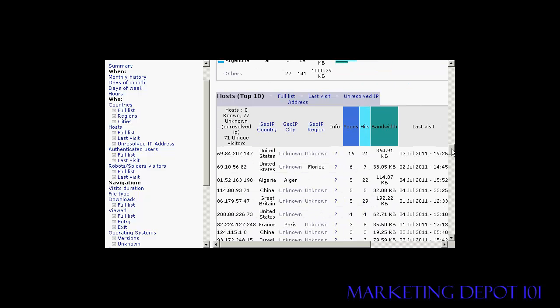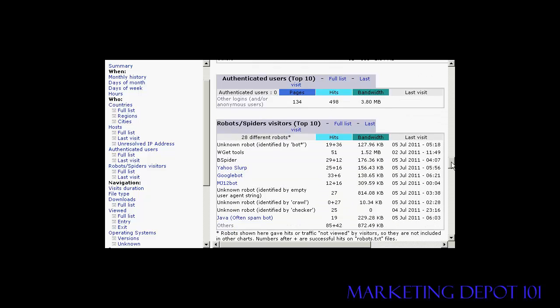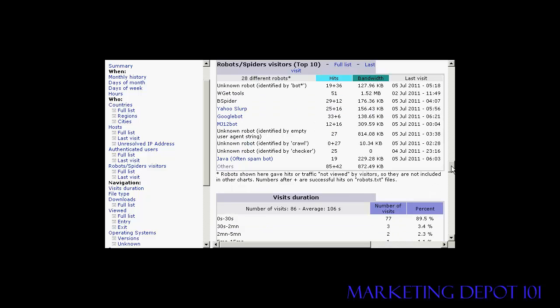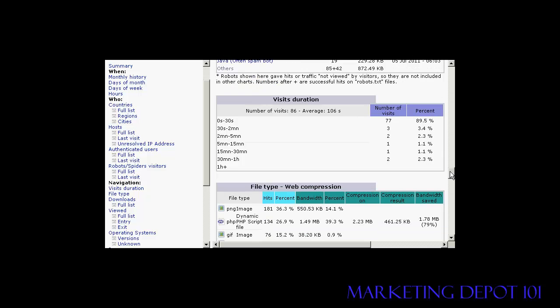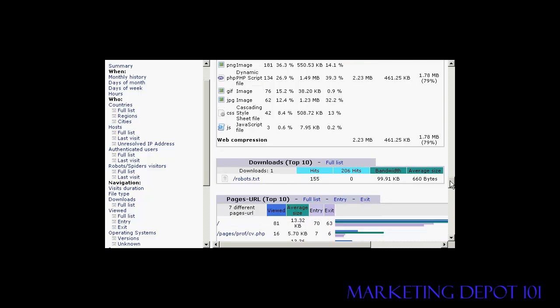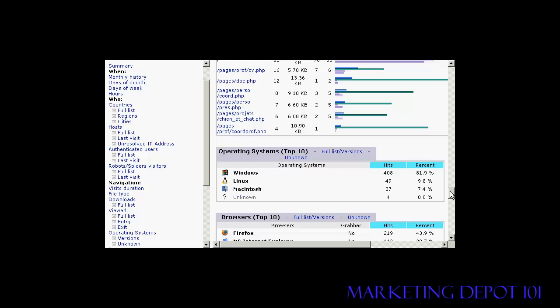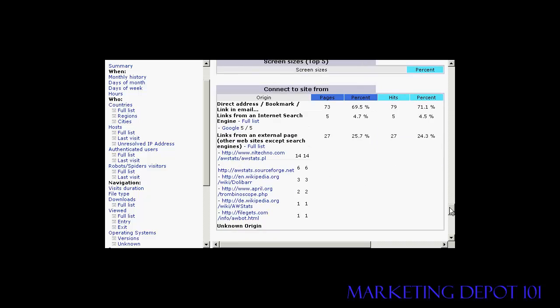And again, you've got different web hosts, the users, and it tells you which spiders have been coming around. So you've got Googlebot and Yahoo Slurp. How long people stay on the website for, the file types that are looked at, and so on. A whole lot of really interesting stats here, the operating systems, web browsers, screen sizes, and you can use all this information to tailor your website to meet the expectations of your visitors. It's a very useful piece of kit.